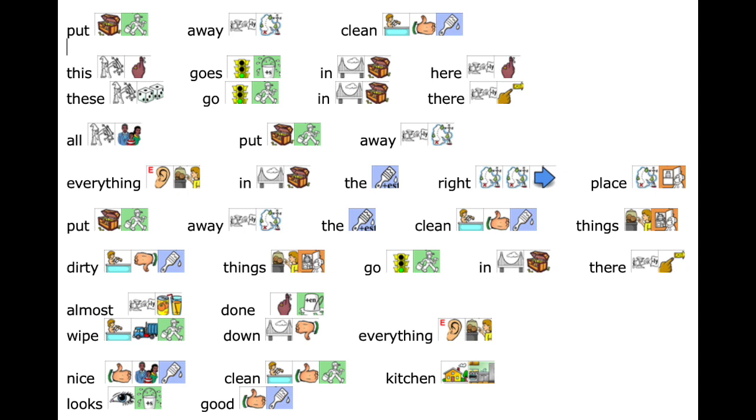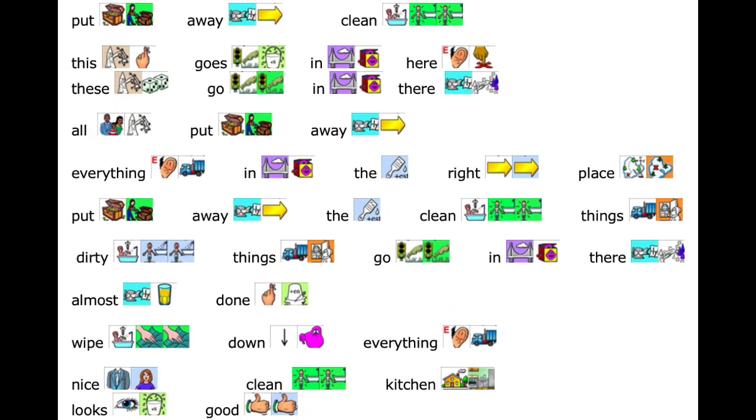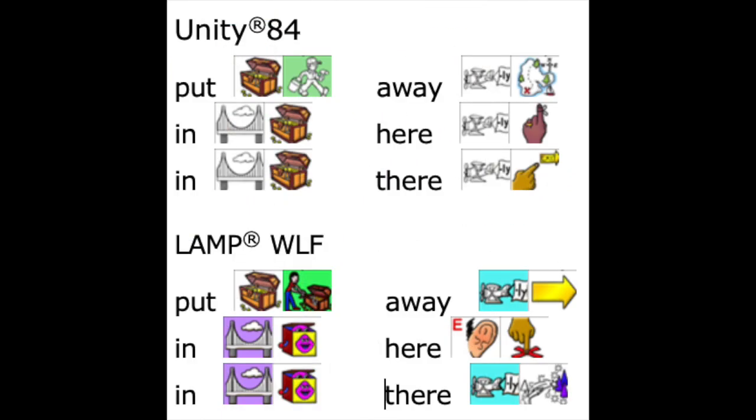I modeled Unity 84 sequenced. Maybe you need to model LAMP Words for Life, to direct the action. This is the target vocabulary that I would want my student to learn.